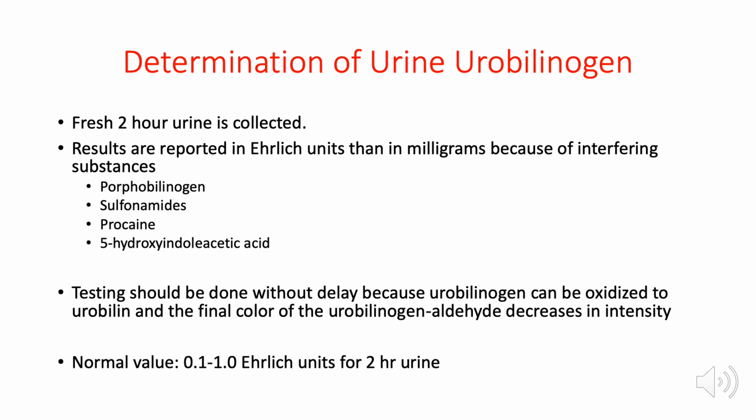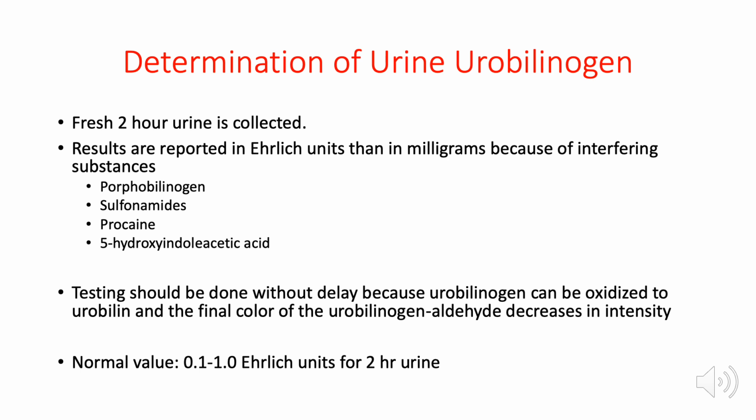In determining urine urobilinogen, a fresh 2-hour urine is collected. So the patient is instructed to collect all of his urine output for 2 hours. Now, the problem with this procedure is that there are a lot of interfering substances that can also react with para-dimethylaminobenzaldehyde. So, listed in the PowerPoint slide on the screen are the interfering substances, and I want you to memorize them.